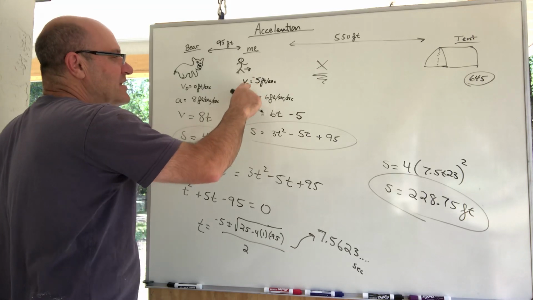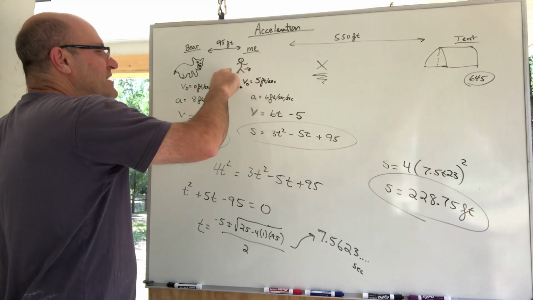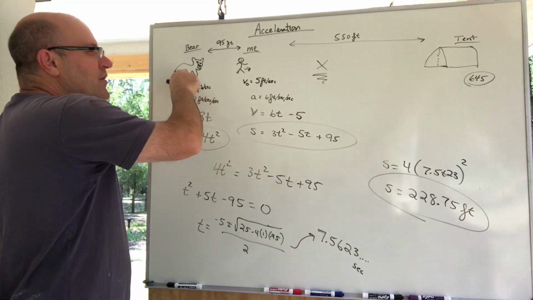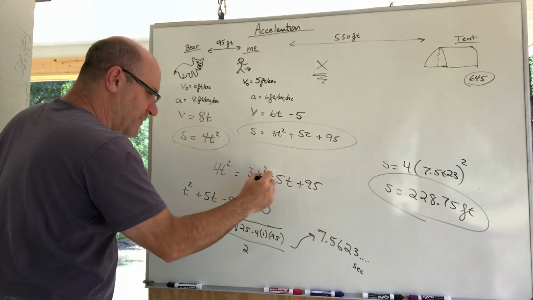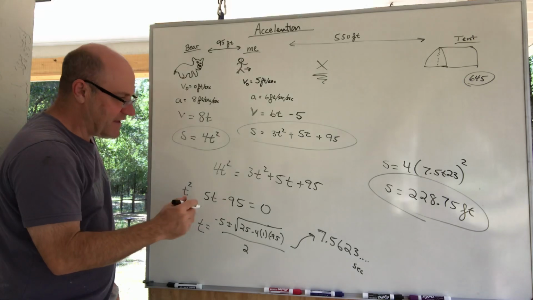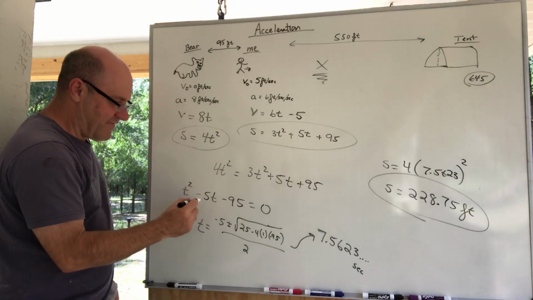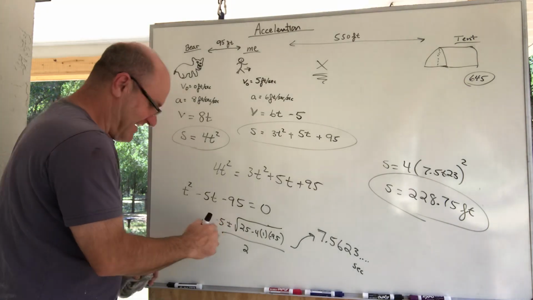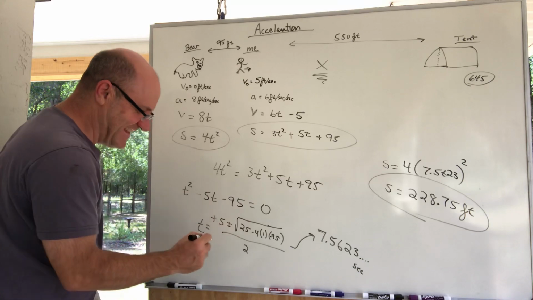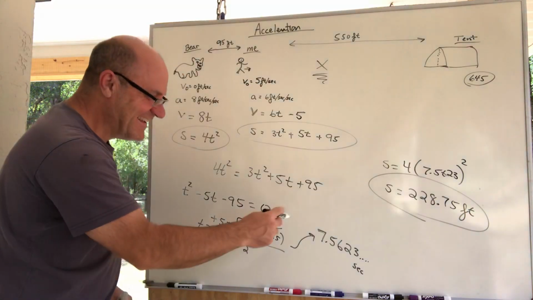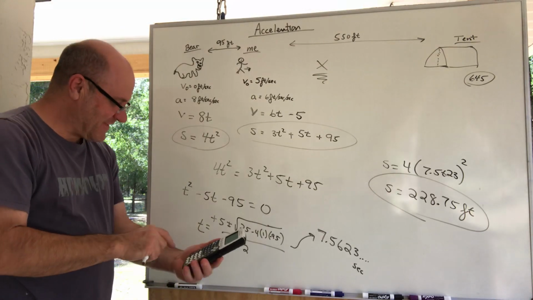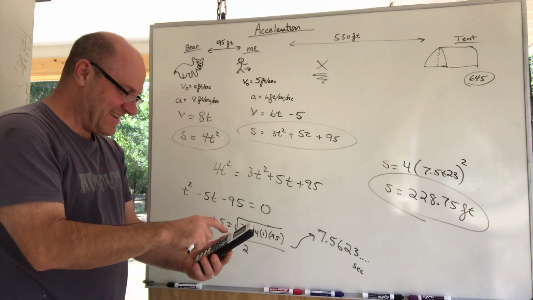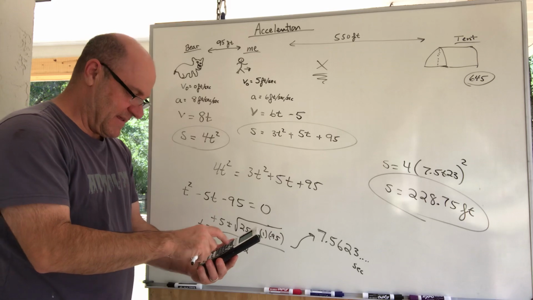Try it with a positive 5. Let's just say I was walking this way and all of a sudden I noticed the bear. That would be a positive 5. That would be a positive 5. That would be a negative 5. Okay, positive 5. What would be different here? I'll just do it for you.